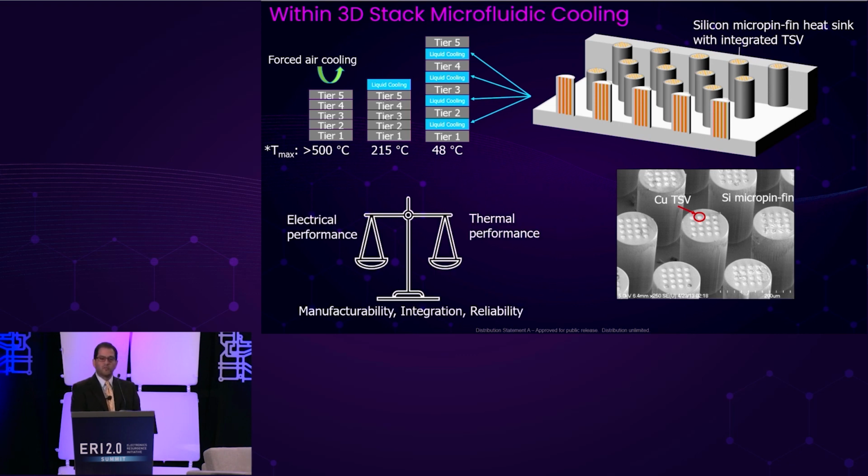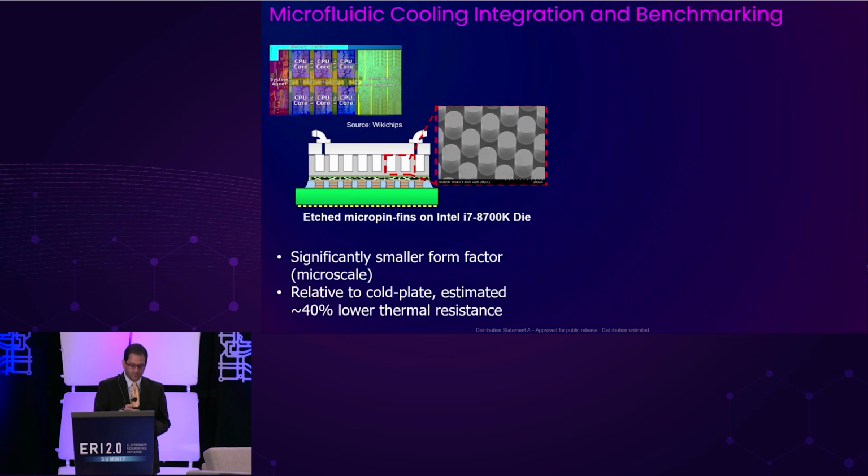And of course, for this to be successful, not only do you have to design the microfluidic heatsink to meet the thermal resistance and the pumping power requirements, for example, in a 3D chipset, but you must also meet the electrical requirements of the interconnects that have to go through this microfluidic heatsink. For example, the density of the interconnects and the parasitics of the interconnects. Manufacturability, integration, and reliability, of course, are key.